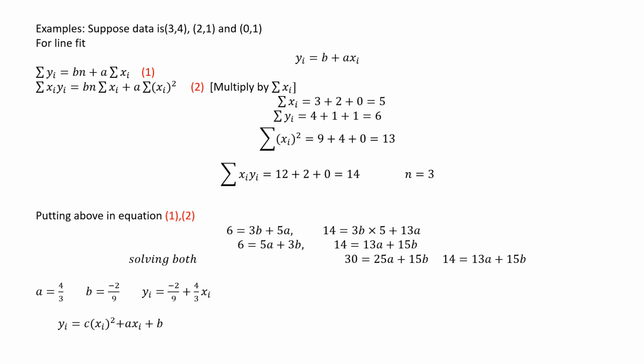So accordingly, we will put these parameters in equations 1 and 2. Then we have two equations, and we will try to solve them, the first one and the second one. Solving this, you will get A equal to this and B equal to this. Put the values of B and A here. What is B? Minus 2 by 9, plus 4 by 3 xi.